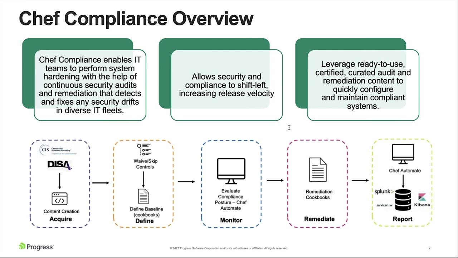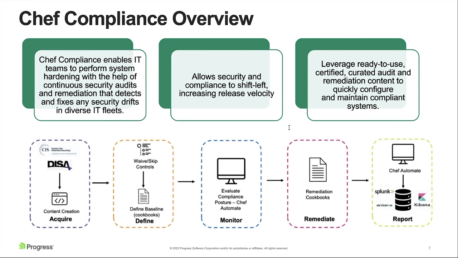So in the define phase, our customers can define baselines by applying the controls in the CIS benchmarks needed for audit. Either they can skip or waive a few controls. So we have an interesting feature around waivers to skip controls with appropriate business justifications. And then all these controls are wrapped into an audit cookbook. So in the define phase, customers define baselines, whichever controls are available for their audit. So this is the define phase.